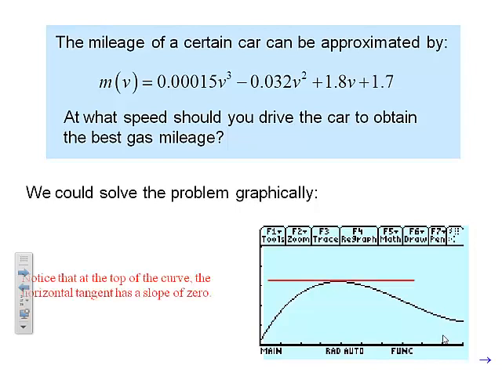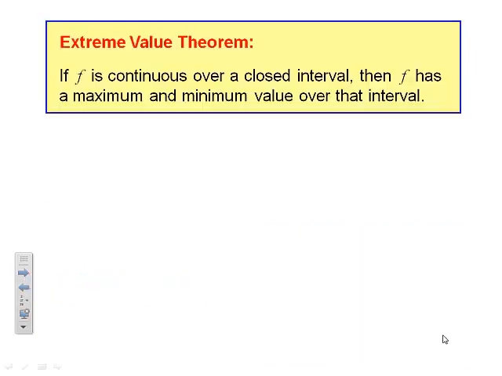And you would notice that at the top of the curve, that's where the best gas mileage actually is, right at the very top. It has a horizontal tangent line. And horizontal tangent lines, of course, as we've been talking about in calculus this whole time, have a slope of 0. So you can use that little piece of information to know that the maximum, the best gas mileage, will occur when you have a horizontal tangent line, which is where the slope is 0, which is where the derivative is 0.